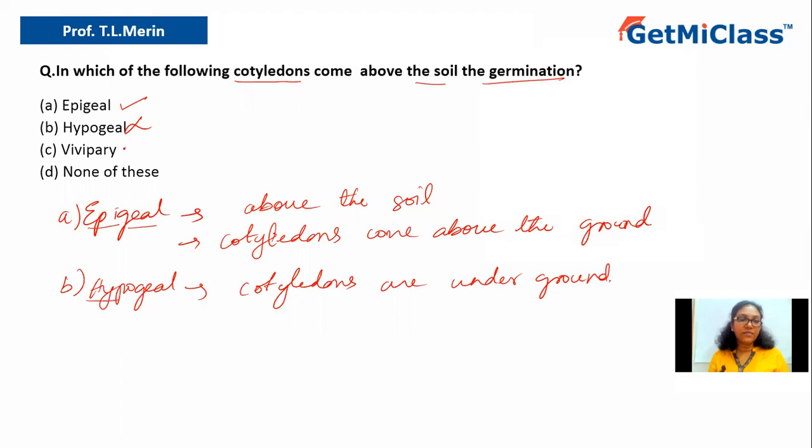Option C says vivipary. So vivipary here speaks about giving birth to babies. Okay, that is what vivipary is. So here we are talking about the germination of the seed. We are not talking about the vivipary. Hence option C is totally ruled out. Okay. Now option D says none of these. That is again ruled out because we have an answer that is epigeal.